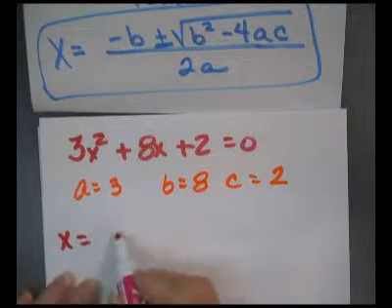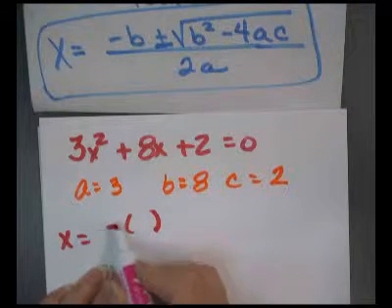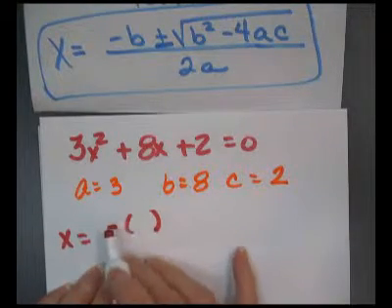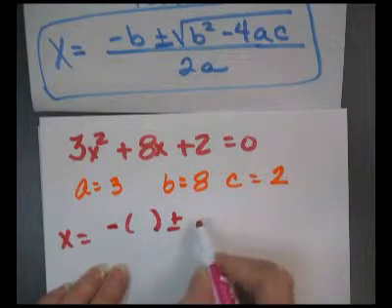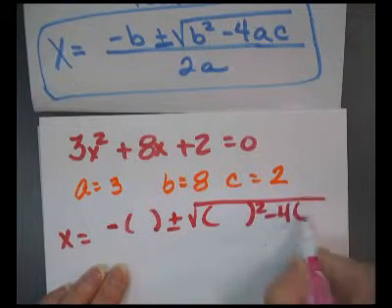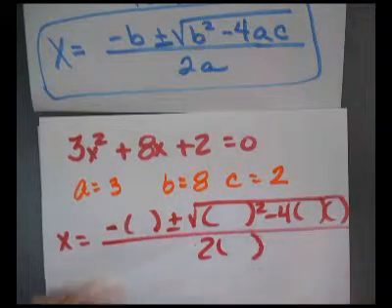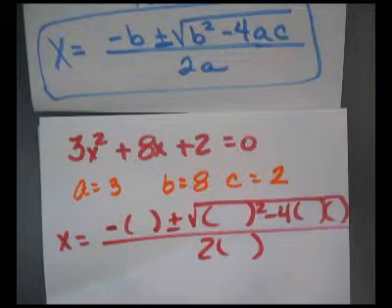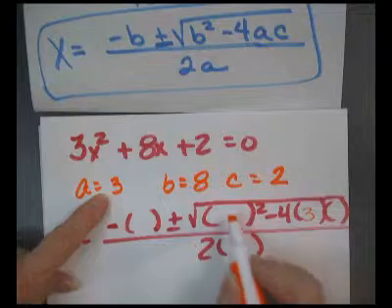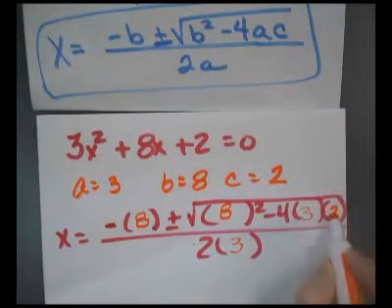Okay, x equals negative B. Don't forget to put the opposite of B here. A lot of people just put B there and forget that it's the opposite of B. Plus or minus square root B squared minus 4AC, all over 2A. Our A is 3. Our B is 8. And our C is 2.